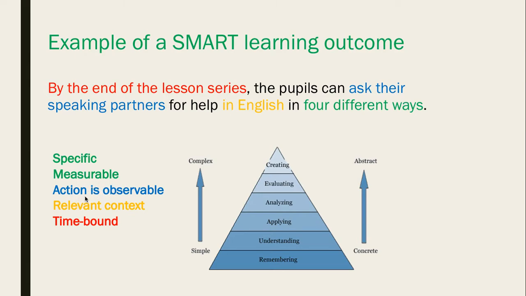The action is observable. We can see that they're able to do it. They can ask their speaking partners. That's observable. It's relevant in terms of the context because it's in English, and this is English class. And then it's specific and measurable because we're talking about 4 different ways.